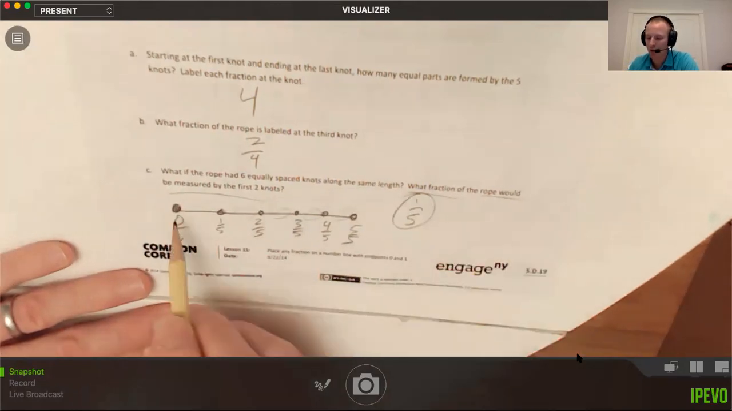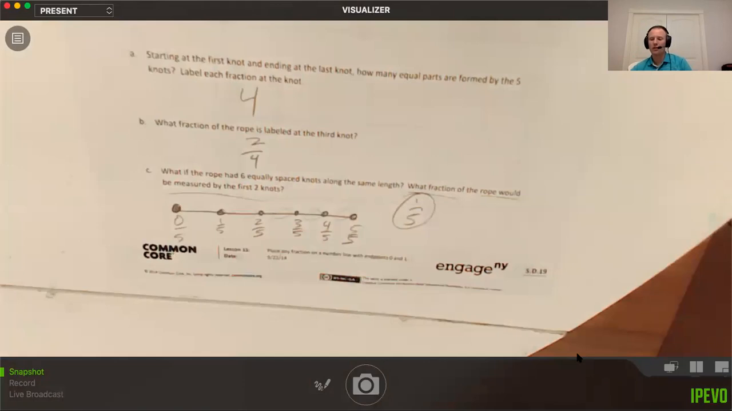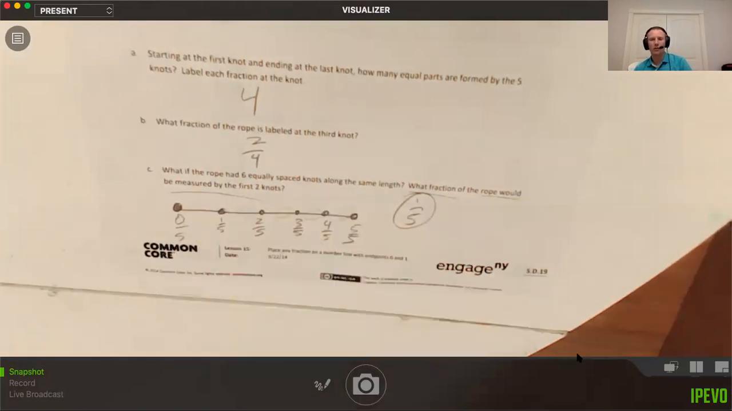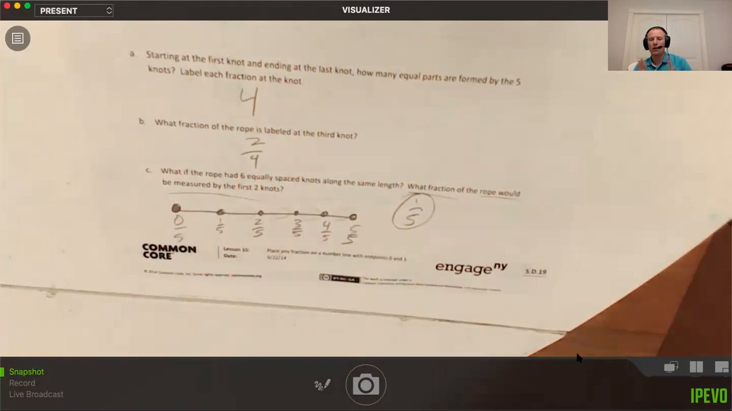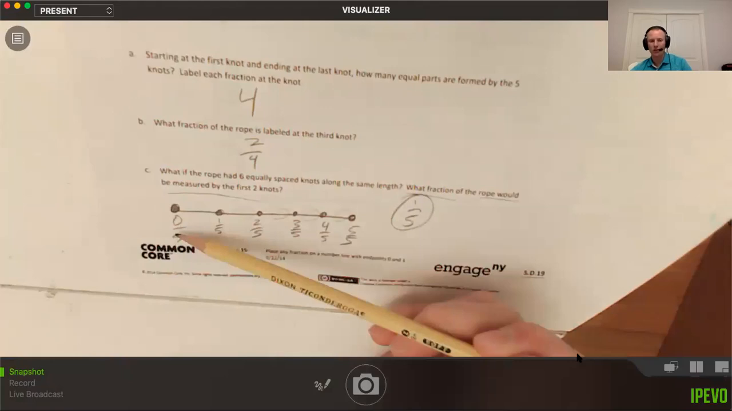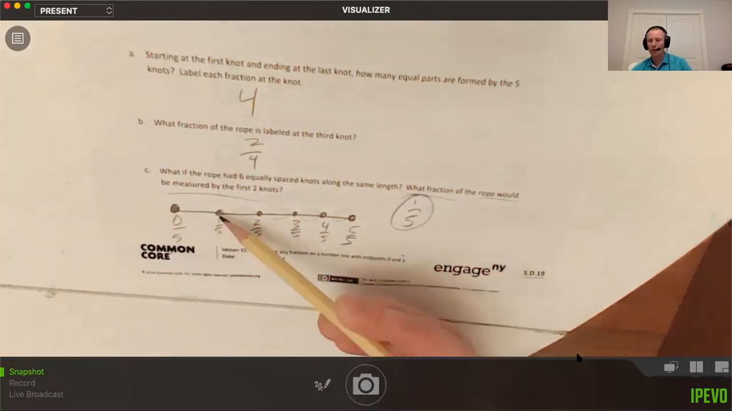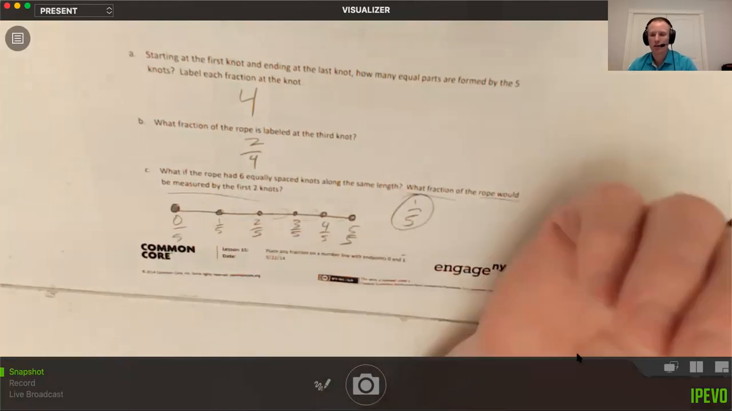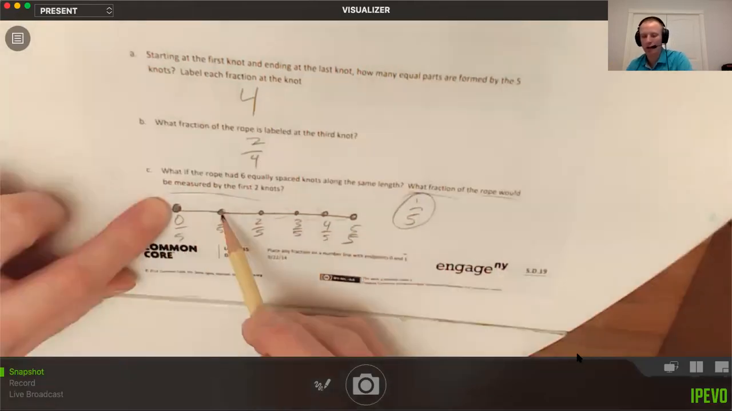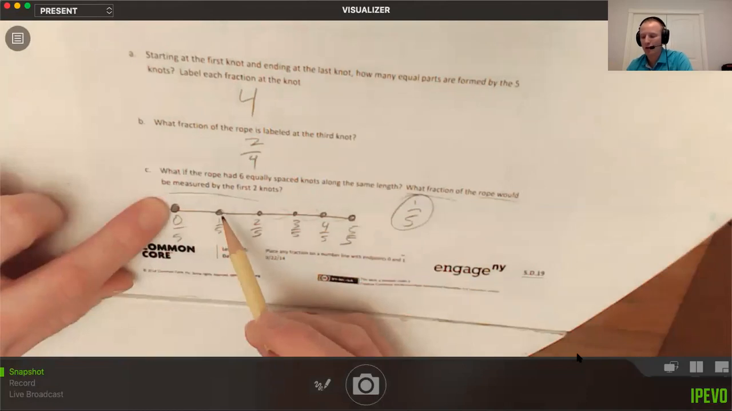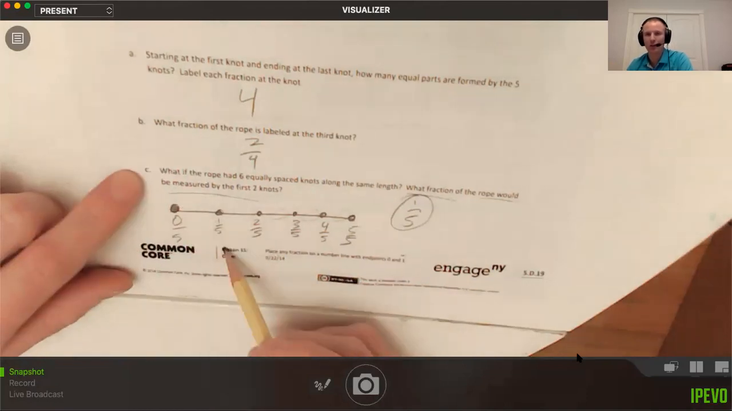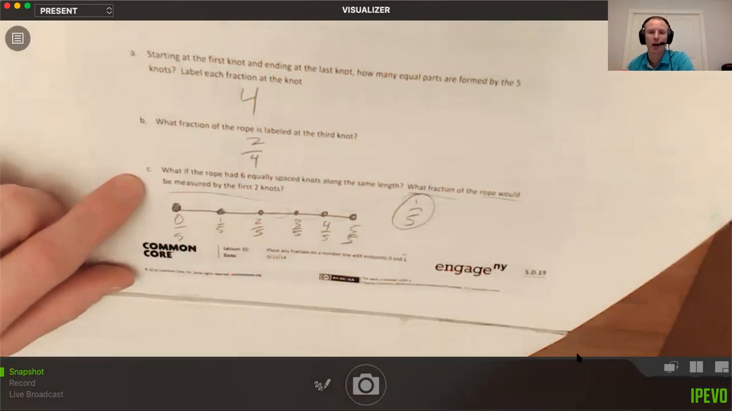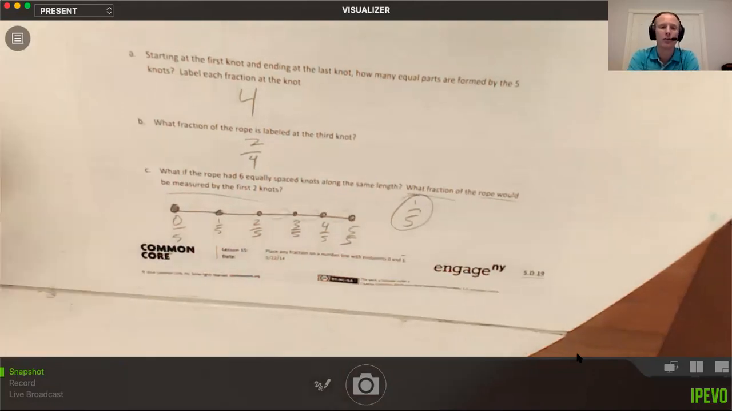So even though this is 0/5, that doesn't mean 0 knots out of 5. I think that's where kids get a little confused. The fractions aren't showing the number of knots. The number of knots is just showing where the sections start and end. And so we have to think about this being 0 out of 5 sections at this point. This is 1 out of 5 sections. Even though it's the second knot, to go from the end of the rope to the second knot on the rope is 1 section of rope. And that's what the fraction represents. The fraction is not representative of the number of knots there. The number of knots just helps us understand how many parts there are to this rope.